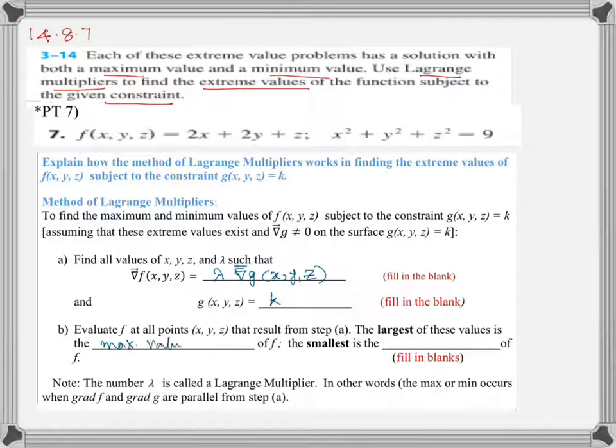And g of x, y, z equal to k. B. Evaluate f at all points x, y, z that result from step A. The largest of these values is the maximum value of f and the smallest is the minimum value of f. Note, the number lambda is called the Lagrange multiplier. In other words, the maximum or minimum occurs when the gradient of f and the gradient of g are parallel from step A. If one is a scalar multiple of the other, then the two vectors are parallel.